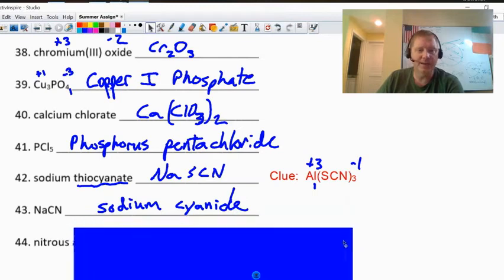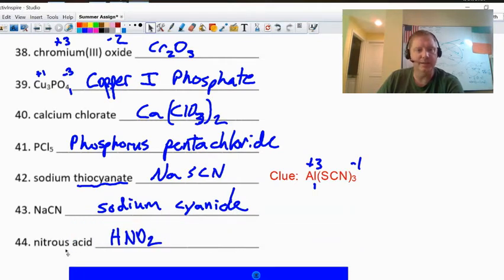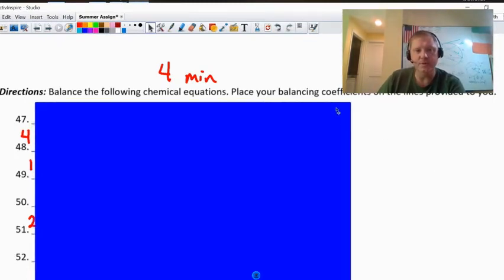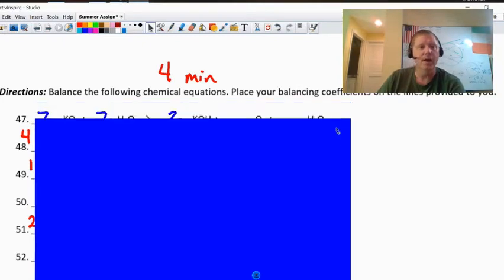And then sodium cyanide and nitrous acid. If that's nitrous, this must be nitrite, and nitrite is NO2. All right, so those are our nomenclature rules. Now we move on to balancing. And yeah, I'm going quickly because you're supposed to already know how to do all this stuff.